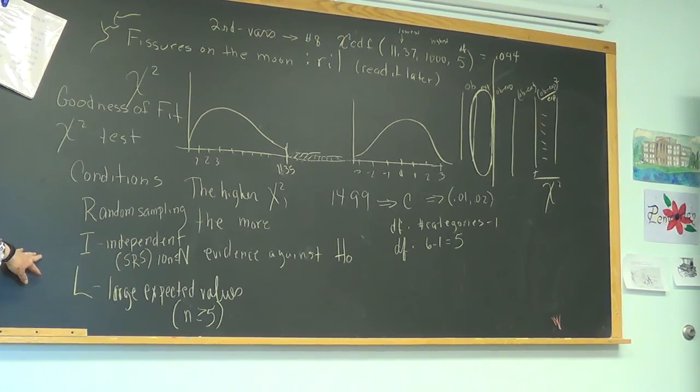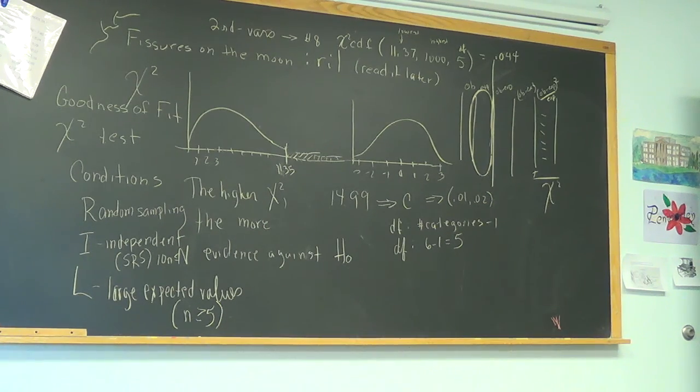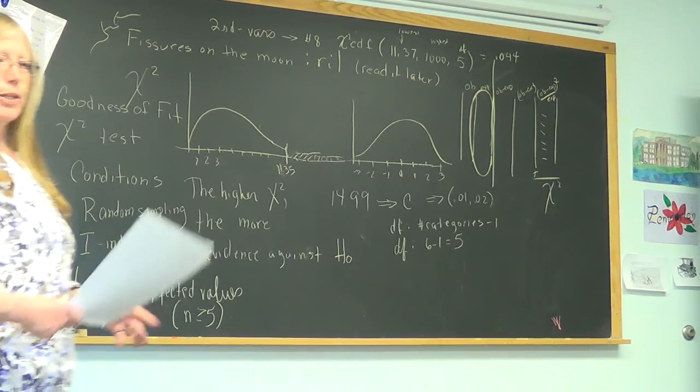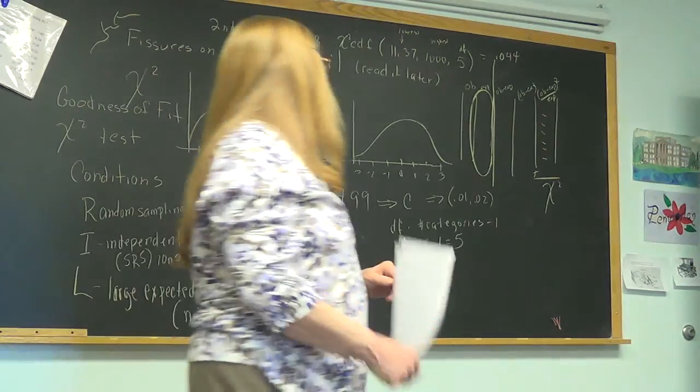10 times 140. It's not an SRS? It says it's a random sample. Yeah, that's what an SRS is. Sometimes it just says random. That's fine. Simple just means it's not stratified or clustered. So large expected values. So start your chart.